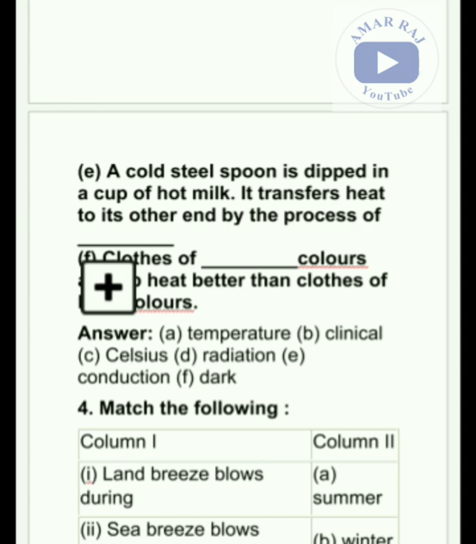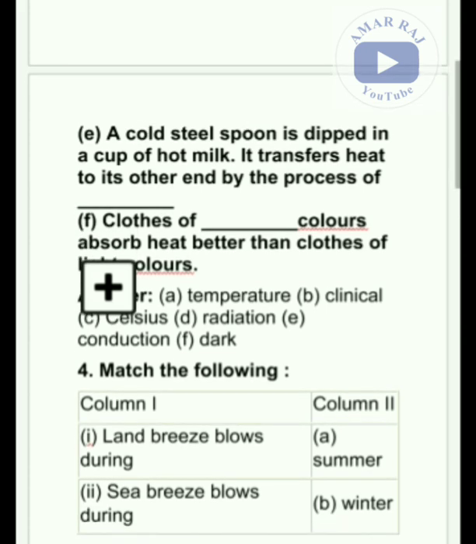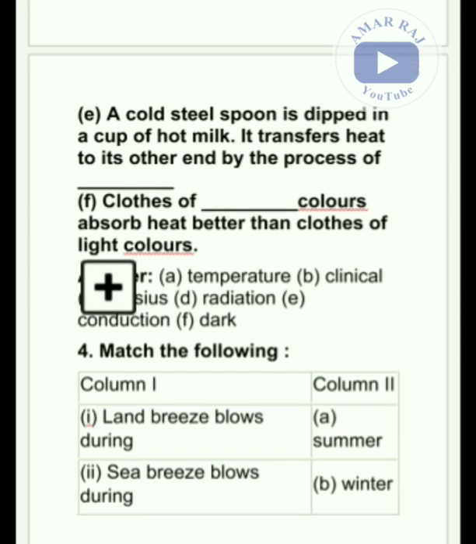The answer is conduction. Now see F: clothes of dash colors absorb heat better than clothes of light colors. Obviously clothes of dark colors absorb heat better than clothes of light colors. The opposite term for light is dark, and dark colors are good absorbers of heat. So only dark is written.